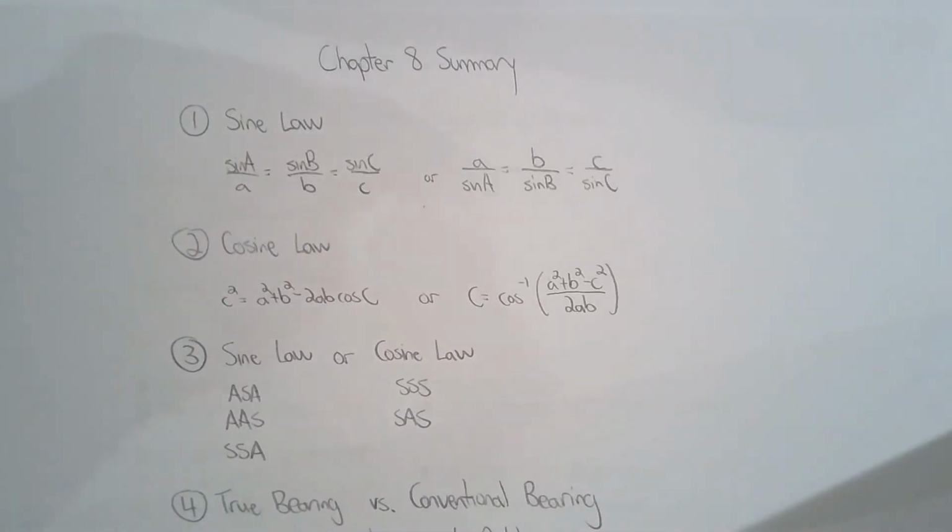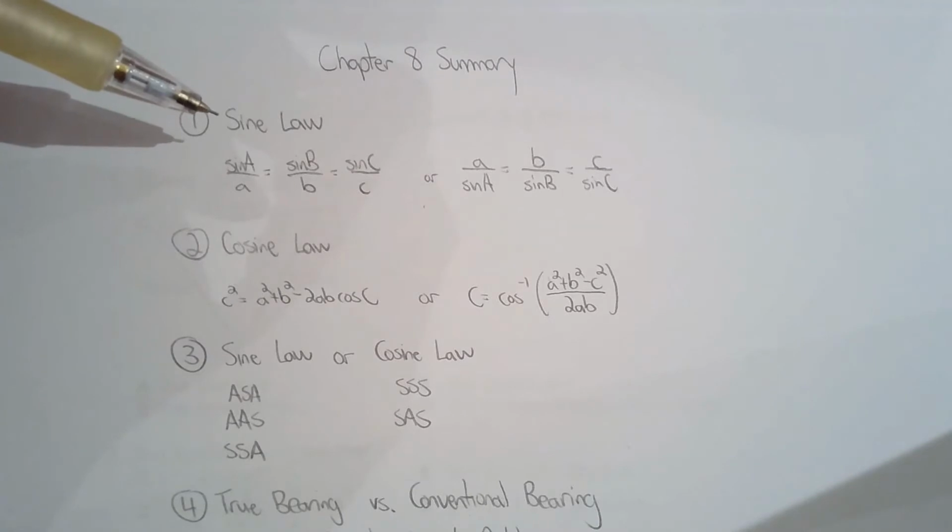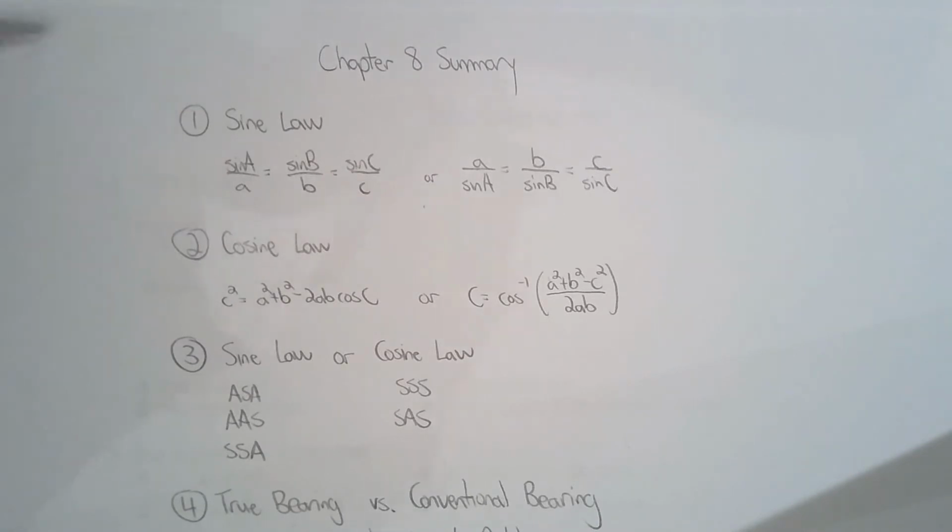In this video, we'll go over the big ideas of Chapter 8. So the first thing we did was introduce the sine law. We've improved it because in this chapter, the big focus is not on right triangles, it's on oblique triangles. So unfortunately, we can't really use the Pythagorean theorem. We can't really use the primary trig ratios. So we first introduced the sine law.